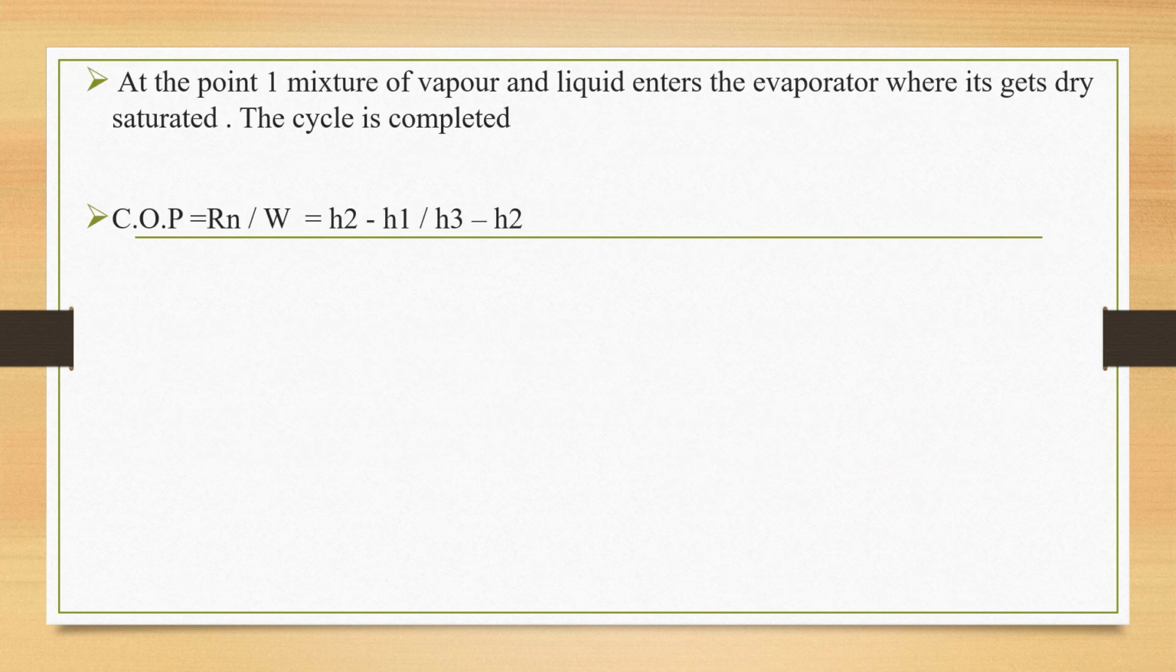At point 1, a mixture of vapor and liquid enters the evaporator where it becomes dry saturated. When the refrigerant gets dry saturated, the cycle is completed and it is allowed to evaporate. The COP is equal to the refrigerating effect divided by work done, that is H2 minus H1 divided by H3 minus H2. This will give the COP.